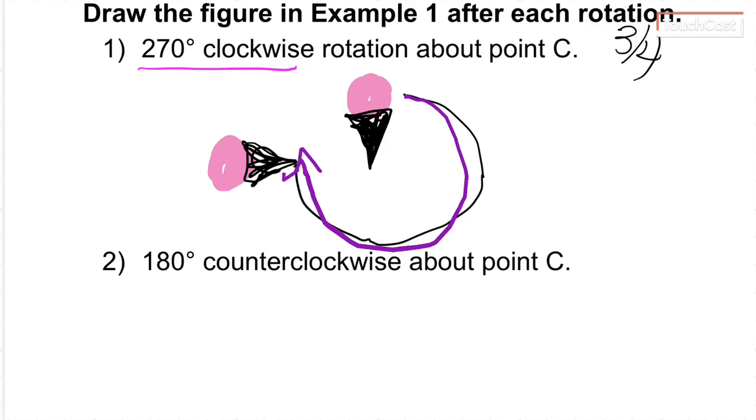Okay, if we had to do a 180-degree counterclockwise rotation about point C, remember, with 180 degrees, it doesn't matter if it's clockwise or counterclockwise. Let me just kind of draw you a purple ice cream cone. If you were to do a 180-degree rotation, it would simply basically be upside down. Okay?